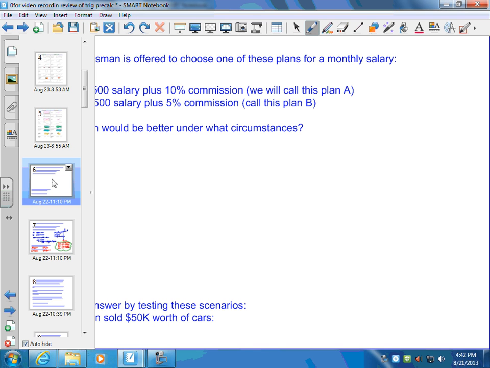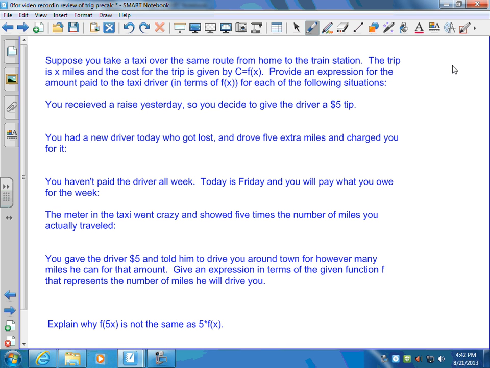And here is another. This is a really good question, checking your understanding about functions. So with that, I'm going to wrap up this lesson, and next we're going to take a look at a very brief review of trigonometry.